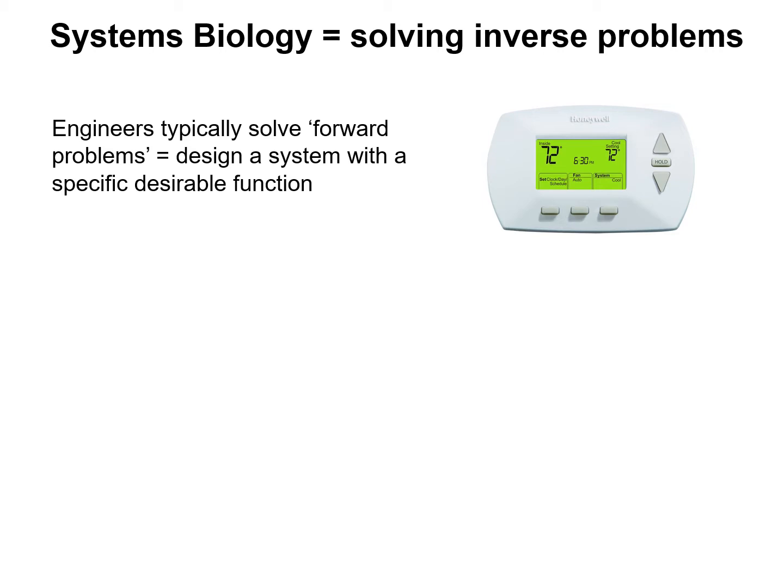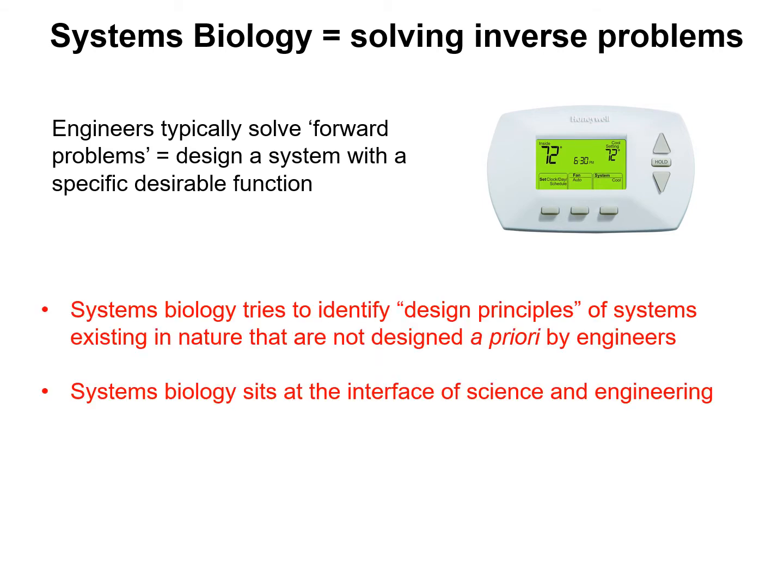What are the properties of these systems in terms of engineering aspects, such as, for instance, robustness of a given system? Therefore, systems biology tries to identify the design principles of these systems which exist in nature and which are not designed a priori by engineers, as an airplane is designed by engineers. Therefore, systems biology, or this entire approach, actually sits at the interface of science and engineering.